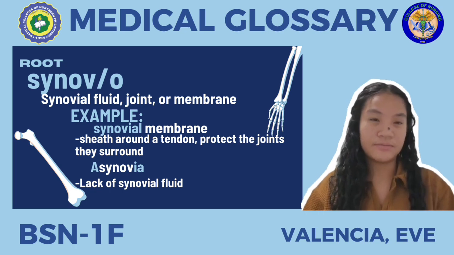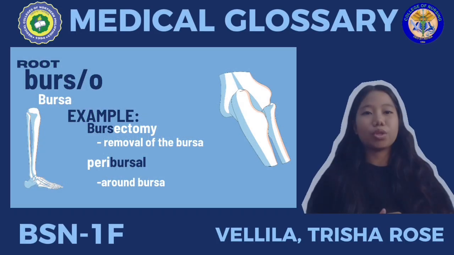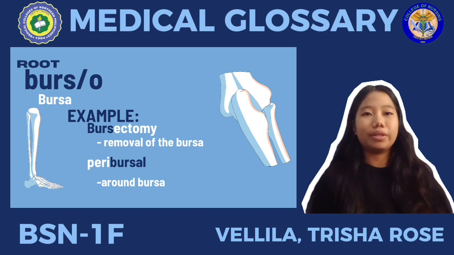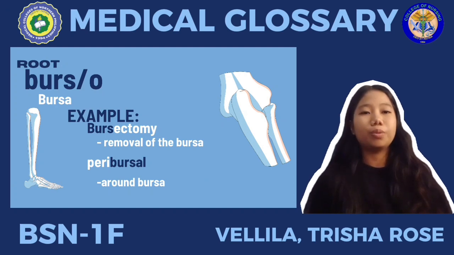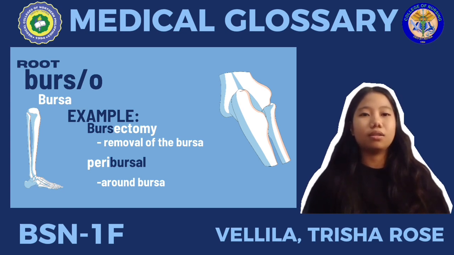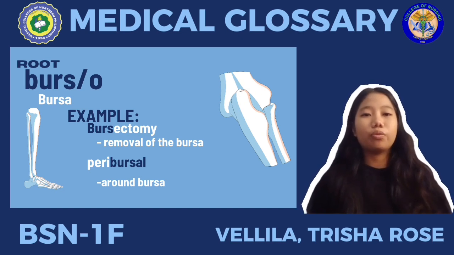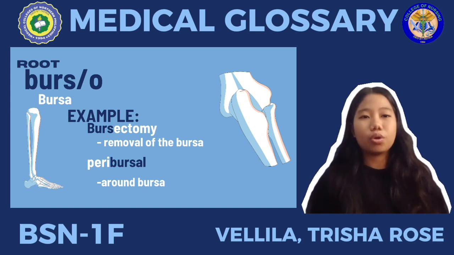Burs or bursa means a small fluid-filled sac that acts as a cushion between a bone and other moving parts. For example, we have bursectomy. Bursectomy is a surgical procedure to remove a small fluid-filled sac within a joint when it becomes inflamed. In bursectomy, burs or bursa is the root word while the suffix ectomy means removal of the bursa.